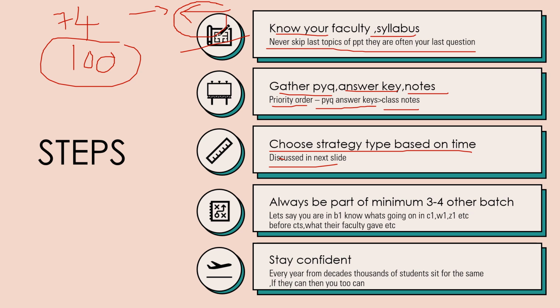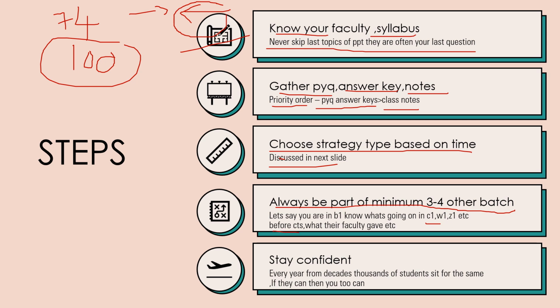Then always be part of minimum of 3-4 batches. Now, what does this mean? Maybe you're in C1 batch. Okay, you are in C1 batch. You are in XYZ batch. If you're in a hostel, or living somewhere else, in other flats or somewhere, try making friends from other batches always, and try to be part of their WhatsApp groups, the unofficial WhatsApp group.